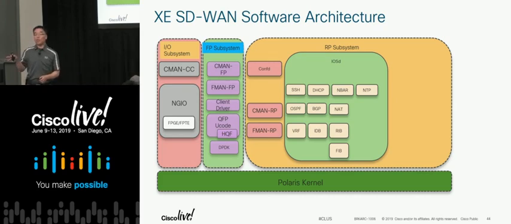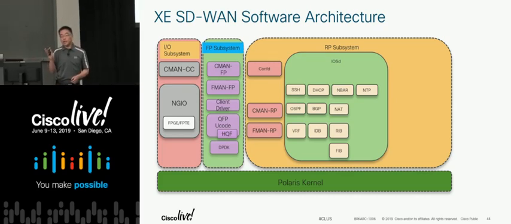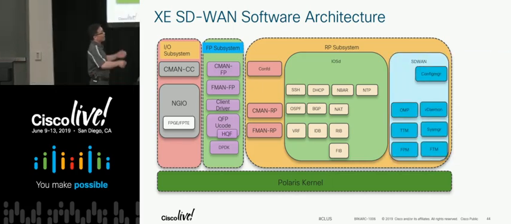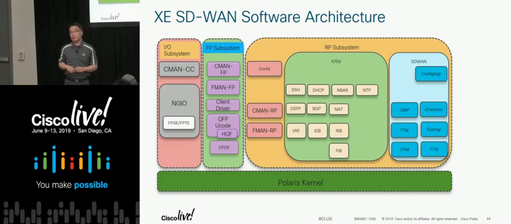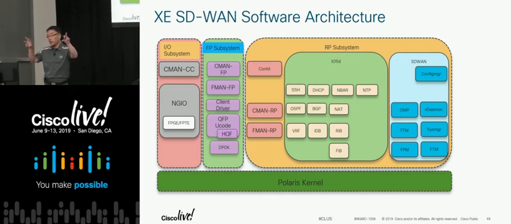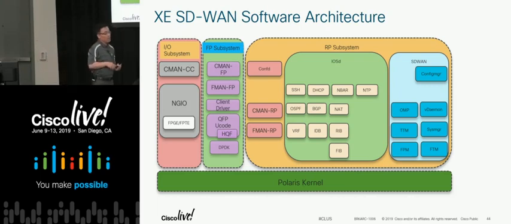And when you upgrade to the SD-WAN software, the architecture is going to look like this. We're going to run the Viptela software stack side by side with IOS on the RP subsystems. This is what we call the sidecar approach.